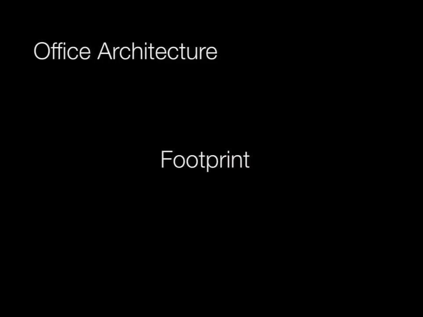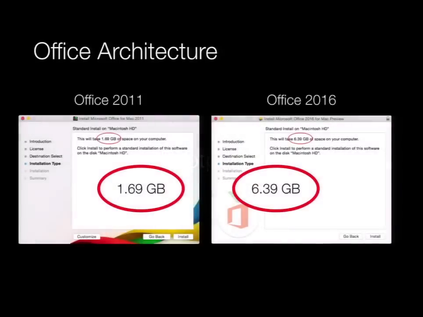The most noticeable difference between Office 2011 and Office 2016 is their footprints. And I'm talking about the amount of drive space that Office uses. It's right there in the installer windows. Office 2011 consumes a little more than 1.5 gigs of drive space, whereas Office 2016 consumes nearly 6.5 gigs.